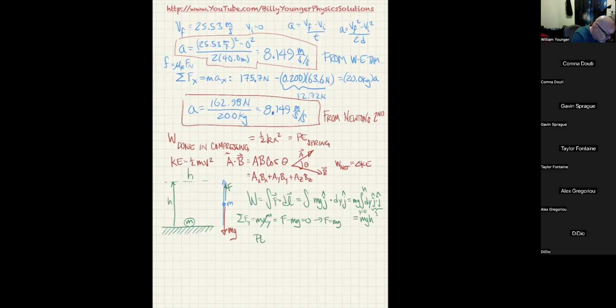So potential energy, which, by the way, is sometimes denoted U, is equal to mgh, and it is up to you to choose what you think is h equals 0. Okay.